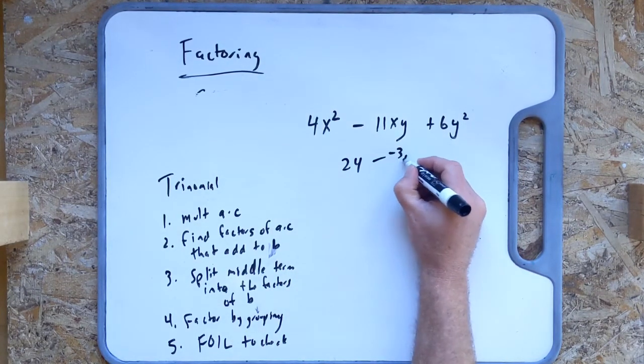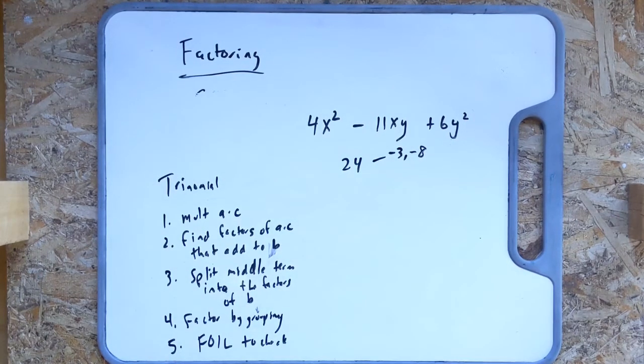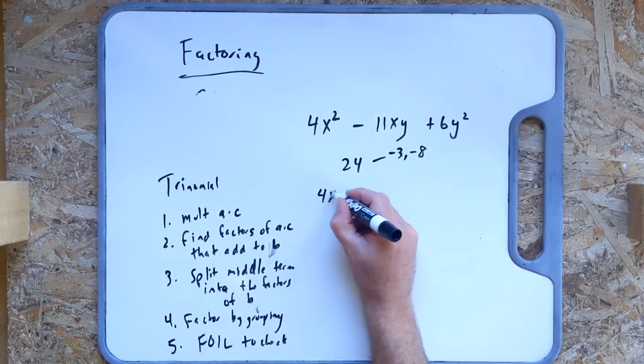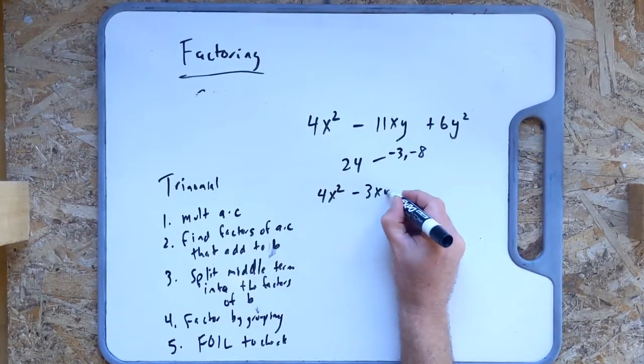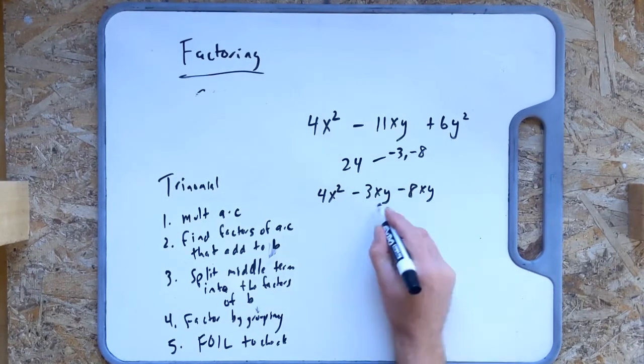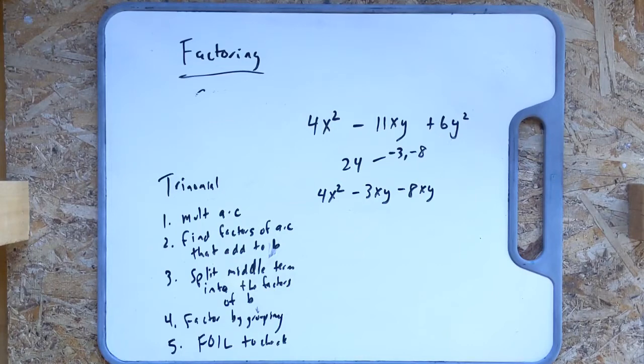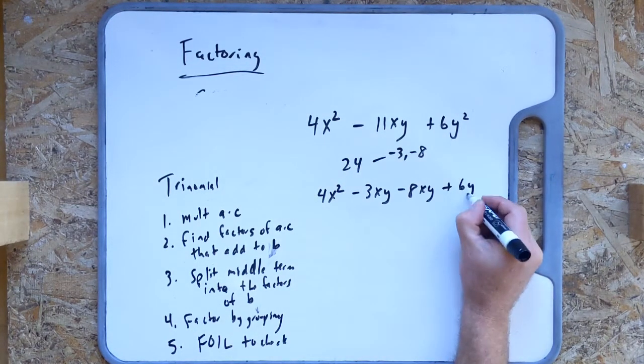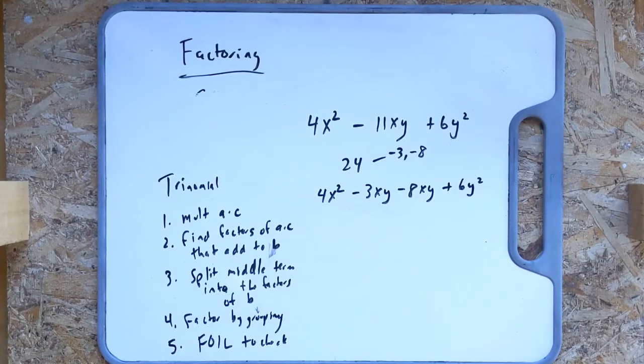And if you have to write bunches down to get there, that's fine, but I have it: that's negative 3 and negative 8. Then split up the middle term into the factors of b, that negative 3 and negative 8. So in other words, make it 4x squared minus 3xy minus 8xy. They have to both be xy, otherwise you won't get 11xy when you add them up, plus 6y squared. There we go. That's splitting up the middle term.